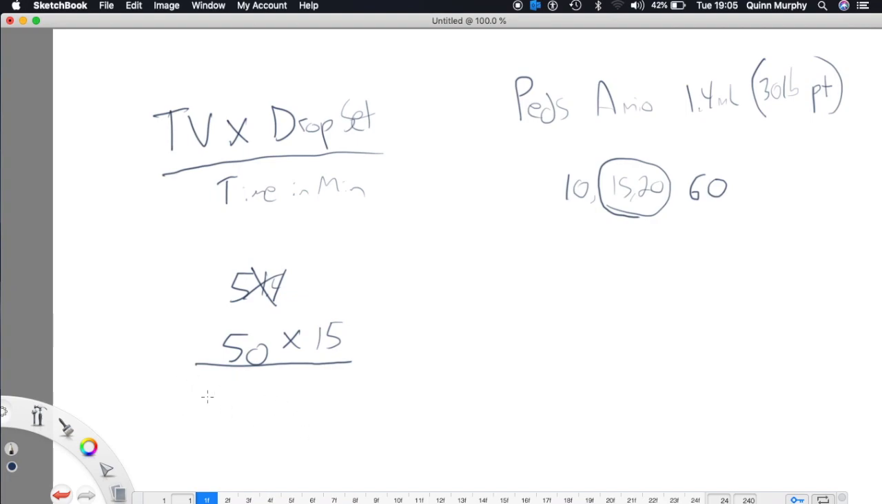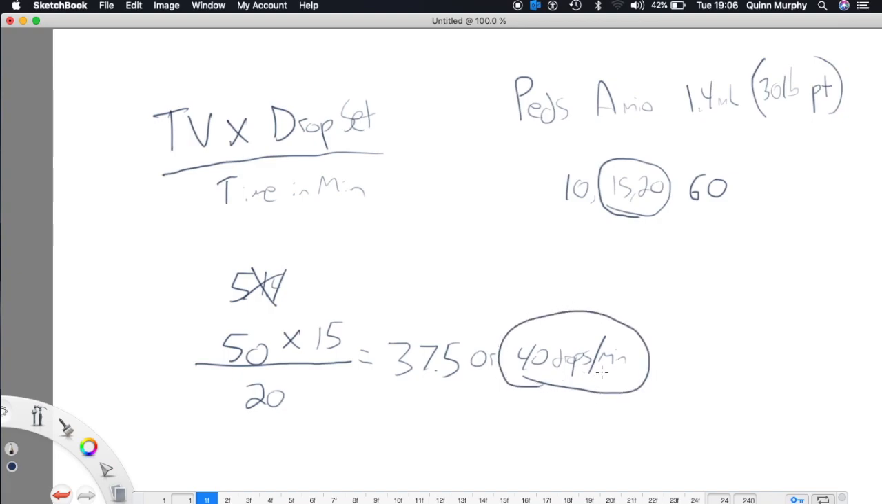Now typically for amio hanging it, it's 10 minutes for adults, but in the PEDS protocol it states we're going to give it over 20 minutes. So what we're going to do is take 50 times 15, which I believe is going to be 750. And we're going to divide that by 20, and that is going to give us 37.5, or 40 drops a second. Not a second, a minute. And that is how we would give the PEDS amio in 20 minutes.